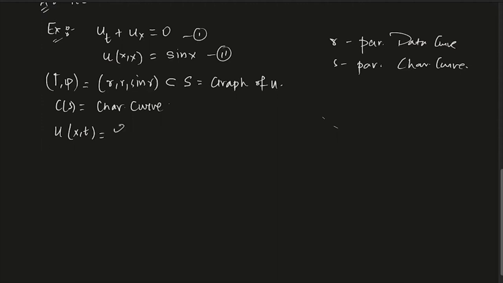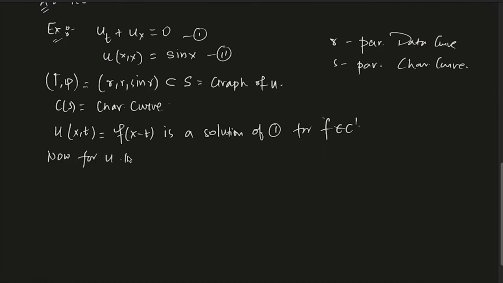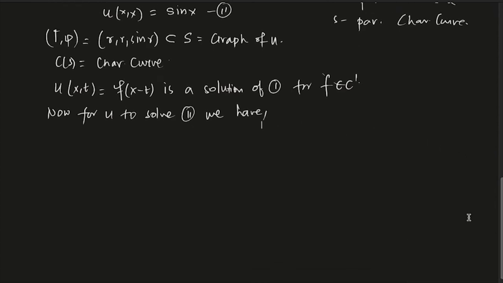u of (x, t) is some arbitrary function of x minus t, is a solution of one, for f in C1. For any f in C1, this is a solution. Now, for u to solve 2, let's say u solves 2, right? Now, if u solves 2, u at the point (x, x) is sin x. So sin x should be u at the point (x, t) with t equal to x, and then you have f of x minus x. So that will give you f of 0 is sin x.